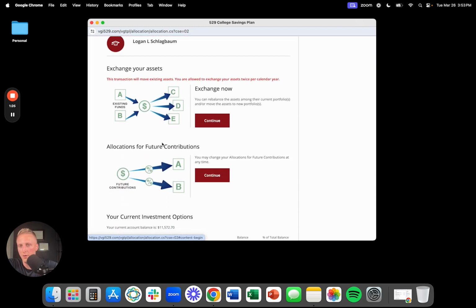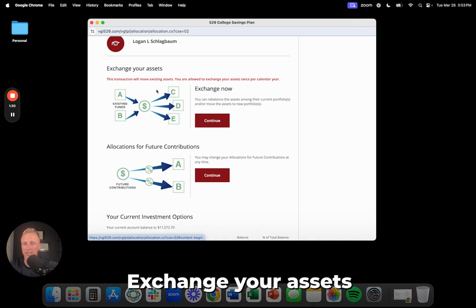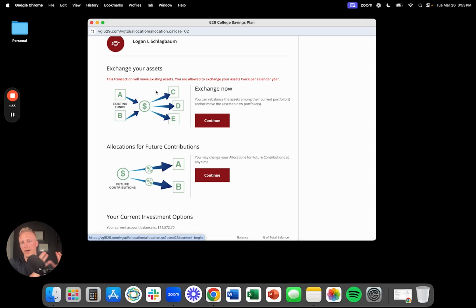As you always know, when you're making adjustments to your allocations, if you already have money sitting there, you need to figure out what that ideal allocation looks like. And you need to update your current investment mix. So your existing funds right here, update that to the new investment mix. So exchange that right then and there. This goes for any account, not just 529s.